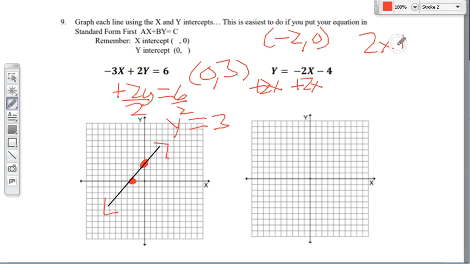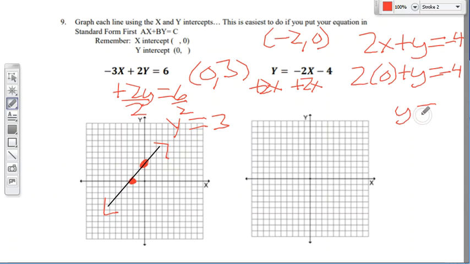So if we take our equation, 2x plus y equals -4, and this time if we let our x be 0, two times 0 is going to be 0. So we get y equals -4. So when our x is 0, our y is -4. So (-2, 0) and (0, -4). That is our x-intercept and our y-intercept, and we can use those to graph our line.